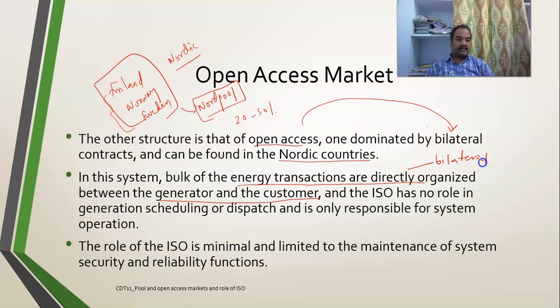In these bilateral contracts, as we have already discussed, the ISO has a very minimal role in generation, scheduling or dispatch. The ISO is responsible only for system operation, providing transmission lines and maintaining system security. The role of the ISO is very minimal in these types of things, so he is mainly limited to only maintenance of the system.